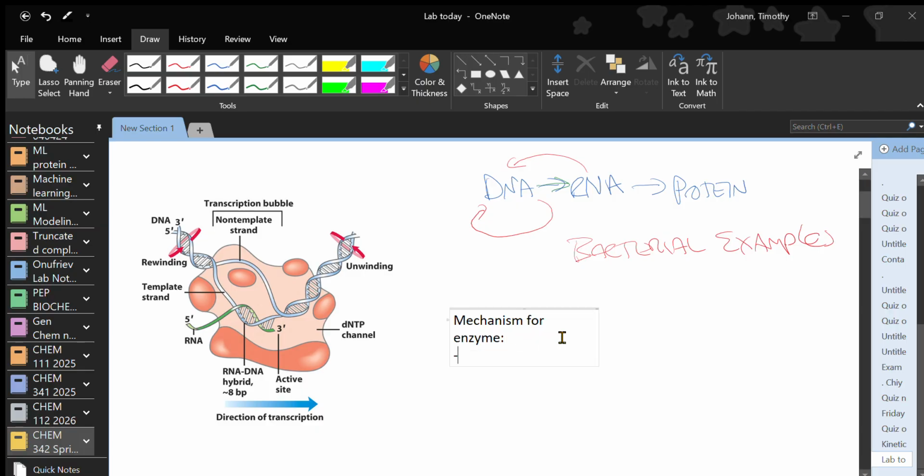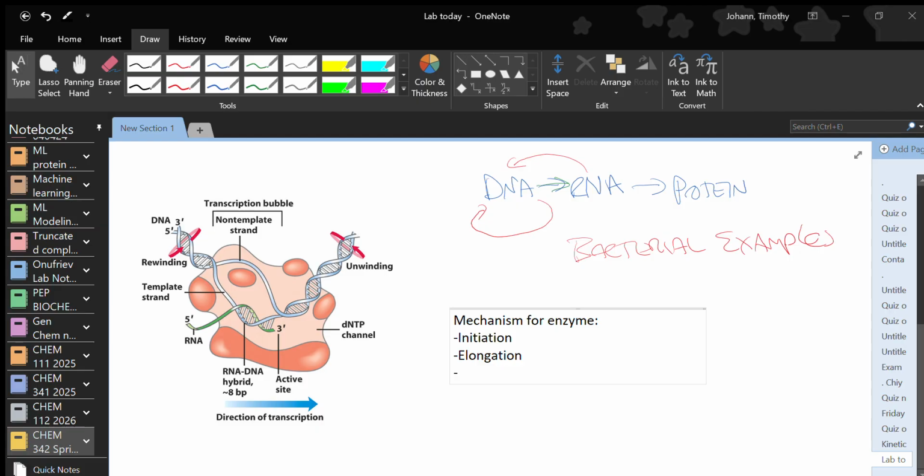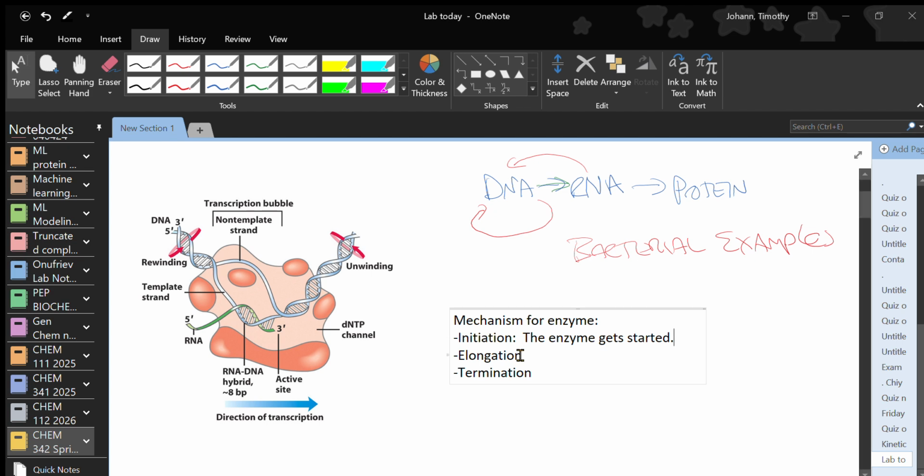it's going to have three bits to it. You're going to see this again and again with all these enzymes. You have initiation, you have what's called propagation, or let's say elongation, and then we have termination. And they mean just what they say. Initiation is the enzyme or process getting started. This is a single enzyme, so we can just say enzyme. And specific things happen there.